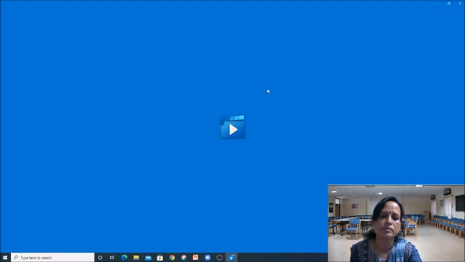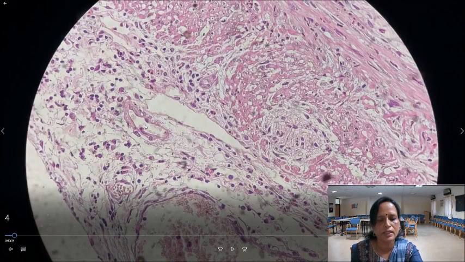Yeah. Where are we now? This is the serosa. So I'm going from the periphery towards the lumen. This is serosa. This is muscularis layer. See, longitudinal and circular. Outer longitudinal, inner circular.